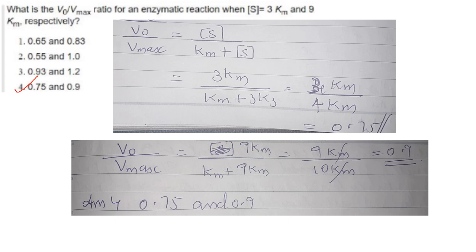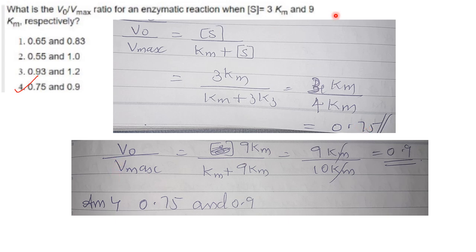Then next one. What is the V0 by Vmax ratio for an enzymatic reaction when concentration of S is equal to 3 Km and 9 Km respectively? So here we know the Michaelis-Menten equation. V0 by Vmax is equal to concentration of S by Km plus concentration of S. So that is equal to 3 Km by Km plus 3 Km. So that will come as 3 Km by 4 Km, that will be 0.75.